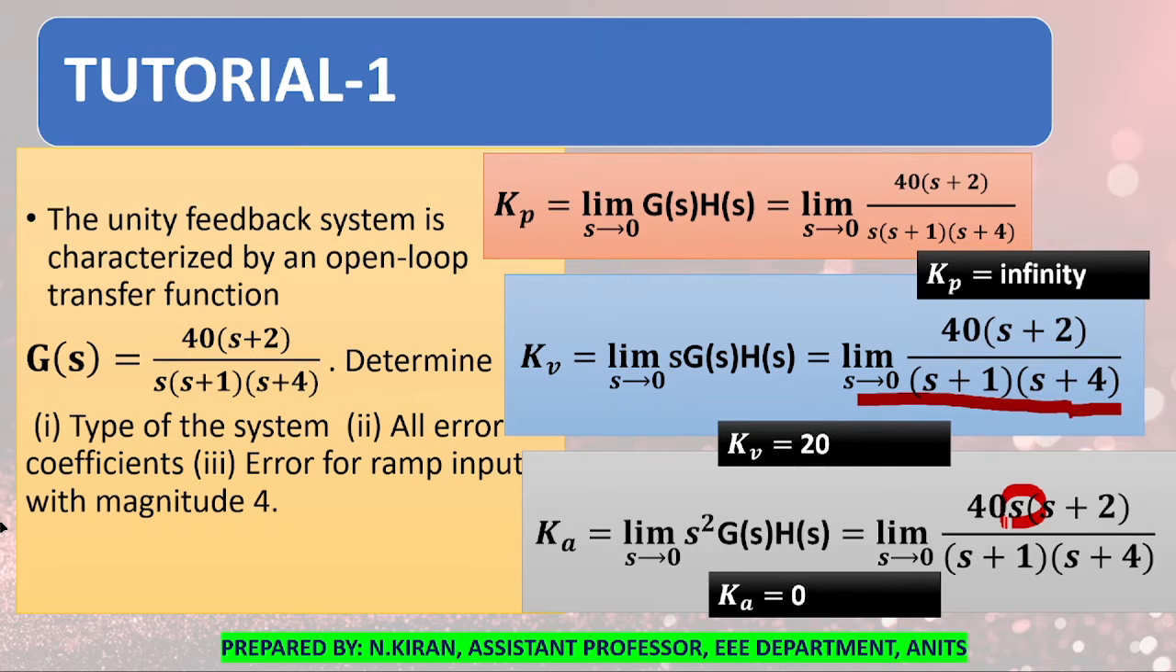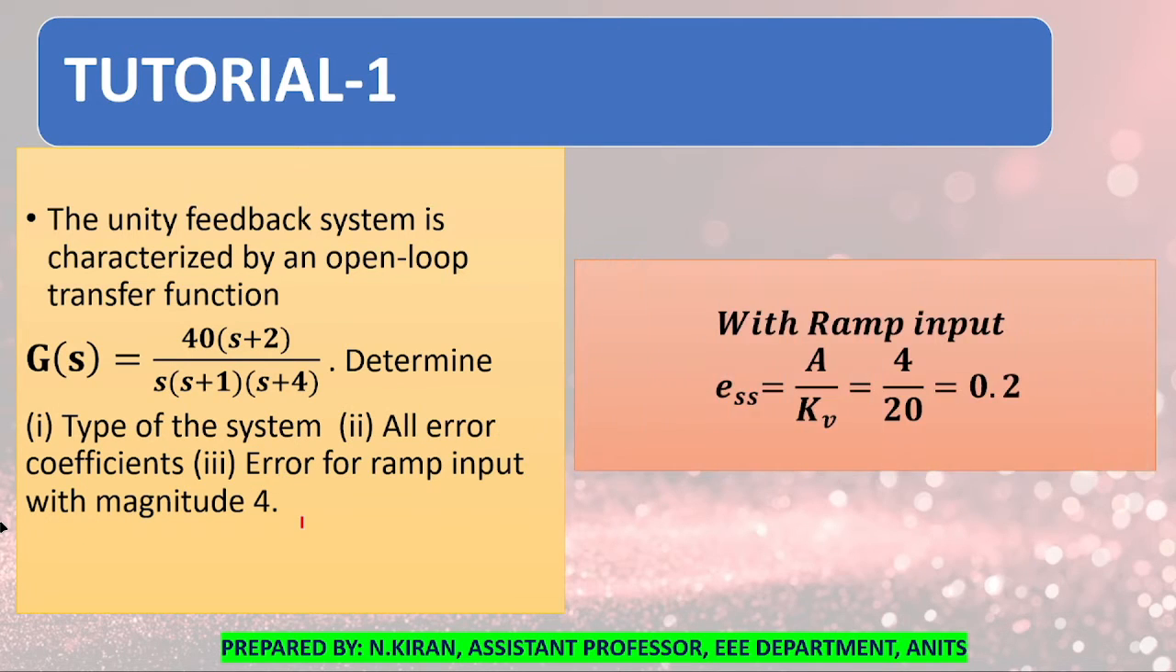And the last part of the question is we are asked to find the steady state error for ramp input with magnitude 4. Since it is a ramp input, we will utilize the value of Kv, and the expression of steady state error is nothing but A by Kv. Kv we have already obtained as 20, and the value of A, that is the magnitude, is given as 4. So steady state error ESS is 4 by 20, which will be 0.2.